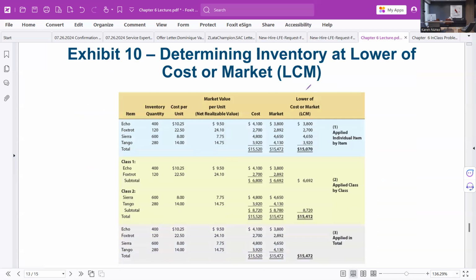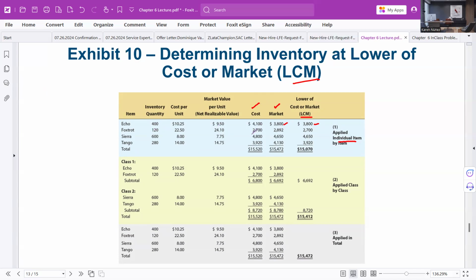So in this case, using LCM, we're going to apply it to individual items. So we've got 4 items here. We have the quantity, and the quantity times the cost gives us the total cost for each item, right? And we have the market value for each item. So the quantity times the market value gives us the total market value for each item. And when we apply LCM, the lower of the two, these 400 units should be reported at 3,800 because that's the lower number.